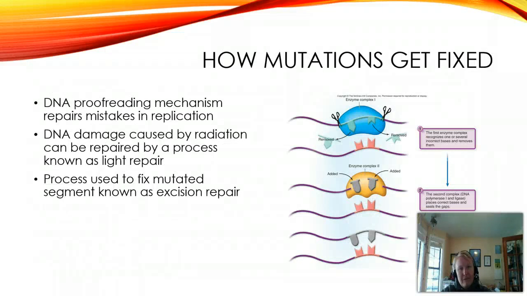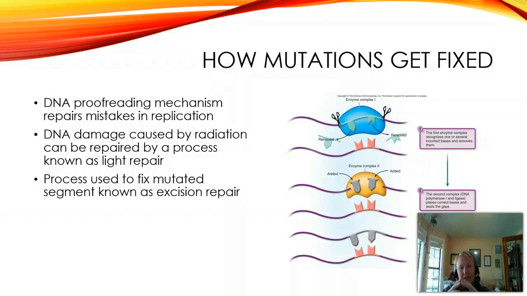So how do mutations get fixed? Mutations can be fixed. We don't talk about them getting fixed because we only usually talk about when they've actually happened and we can see the product of them. But in fact, a lot of mutations get fixed every day in cells. And there's two main mechanisms of doing this. There's a DNA proofreading mechanism that will come along and proofread the genome after polymerase has made a copy of it to make sure there aren't any mistakes. There's also something known as light repair, which can detect when there's damage due to radiation or something like that.